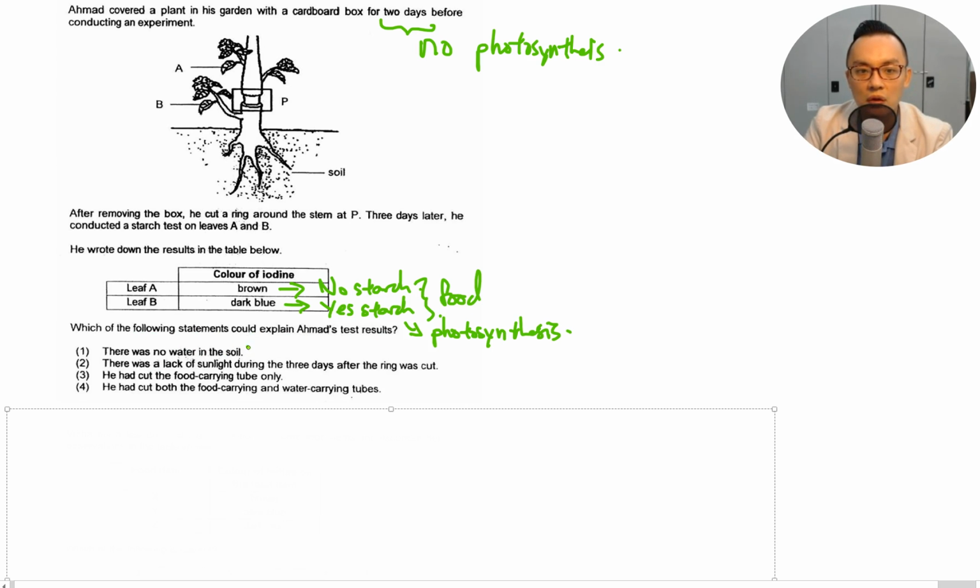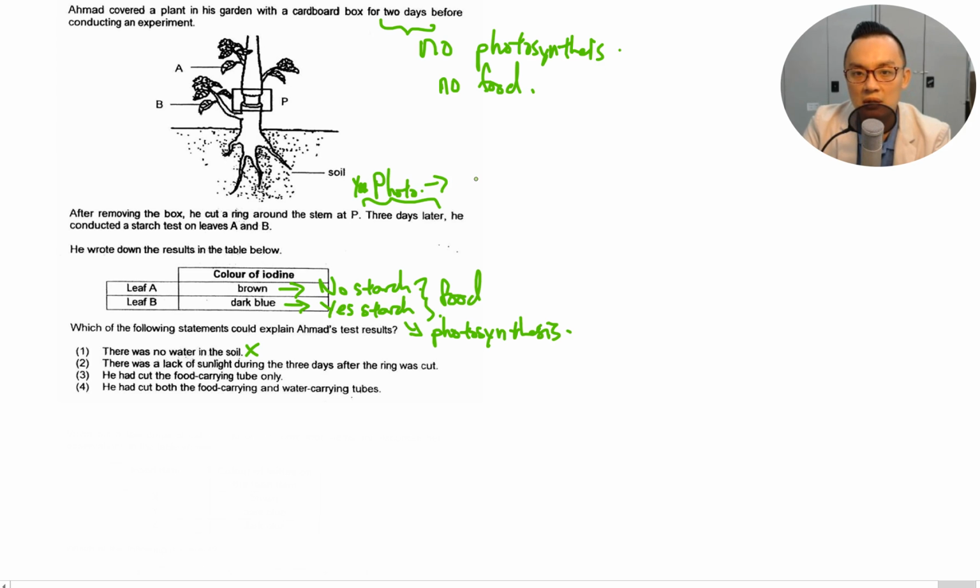There was no water in the soil. No, this one doesn't explain anything. There was a lack of sunlight during the 3 days after the ring was cut. So if you look at the experiment again, he put the plant in his garden for 2 days. So for 2 days there was no photosynthesis, meaning no food was being produced, no starch was being produced. After removing the box, he cut a ring around stem P. 3 days later, so in these 3 days, there was photosynthesis. So yes, photosynthesis, and yes, food was being produced. He conducted a starch test.